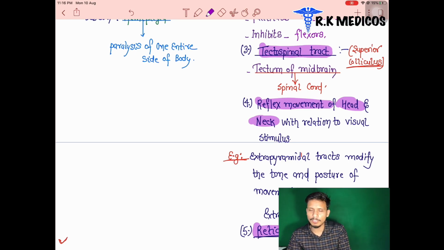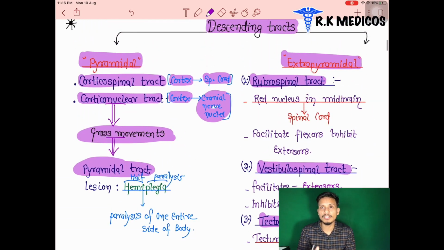Now we are going to see them one by one. What is the main function? From where do they start, where do these tracts begin? Like the corticospinal and corticonuclear tracts, which begin from the cortex and the nuclei of the cranium, the rubrospinal tract starts from the red nucleus of the midbrain. In the midbrain, there are several nuclei present.